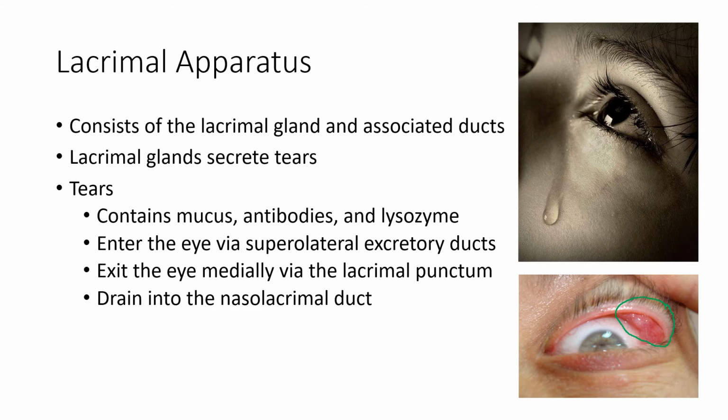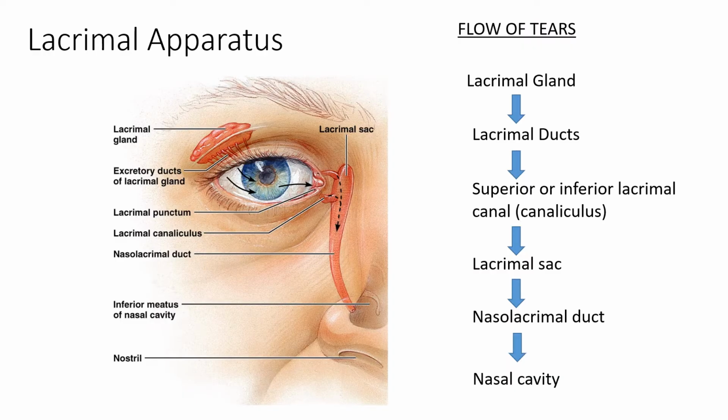So tears are going to be secreted by that gland, and then they're going to flow across the eye, and they're going to be collected in the medial corner of the eye, so towards the nose. From there, they're going to drain into something called the nasolacrimal duct, and that ultimately leads into the nose. Okay, so here's the flow of those fluids.